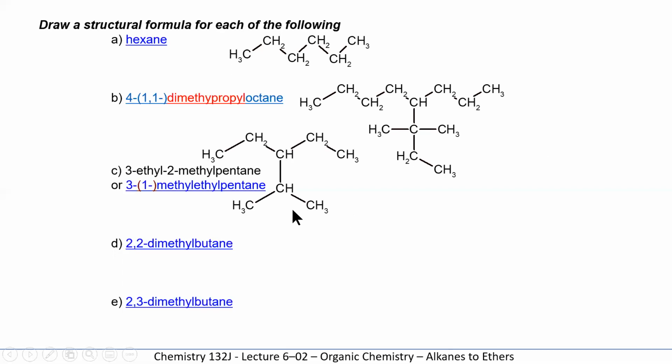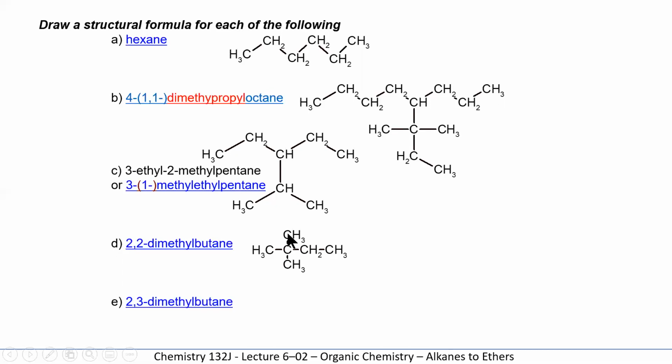In this example here, again, we have a branching side chain. We have a pentane. So the pentane is this 5 carbon chain. On the third carbon, we have a branching side chain. The branching side chain is a methyl ethyl branching side chain on carbon number 3. And the methyl group is on the first carbon. So it's a 3-(1-methylethyl)pentane.